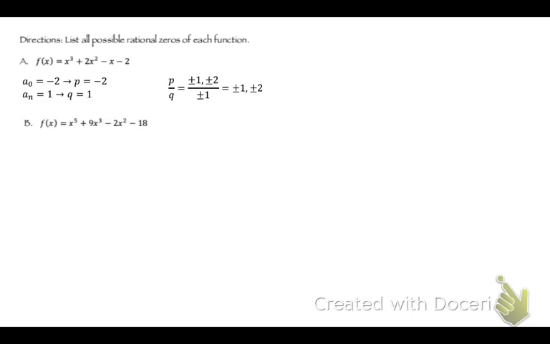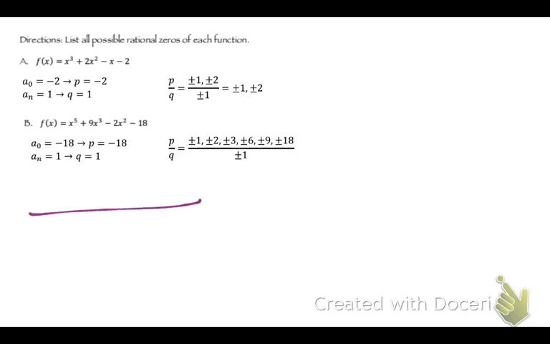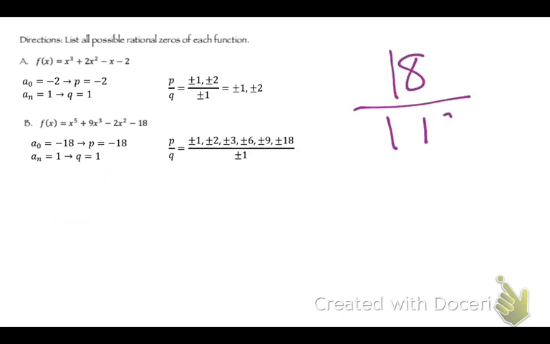Okay? Let's look at this one. So now we have x to the 5th plus 9x cubed minus 2x squared minus 18. So that means a sub 0 is -18 and a sub n is 1. So p is 18, q is 1. So the factors of 18 are 1, 2, 3, 6, 9, and 18. If you struggle writing out factors, just write them out this way. So if we have 18, we know 1 and 18.